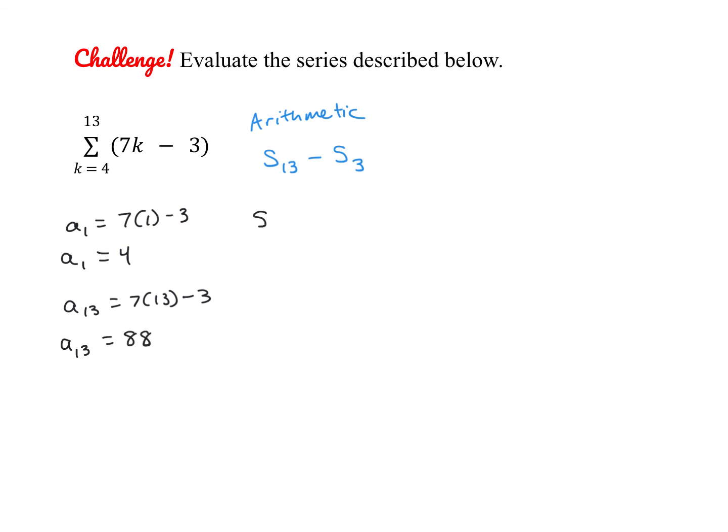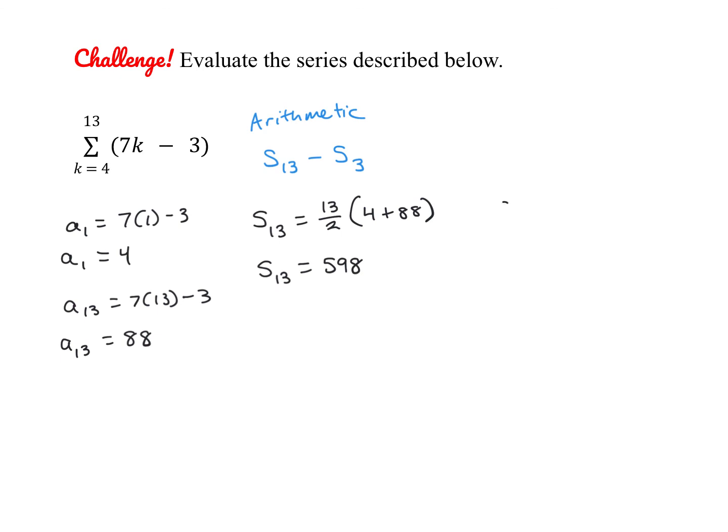So let's start by finding the sum of the first 13 terms. So it's going to be 13 over 2, or n value over 2, times the sum of the first and the last terms. So the sum of the first 13 terms is going to be 598.